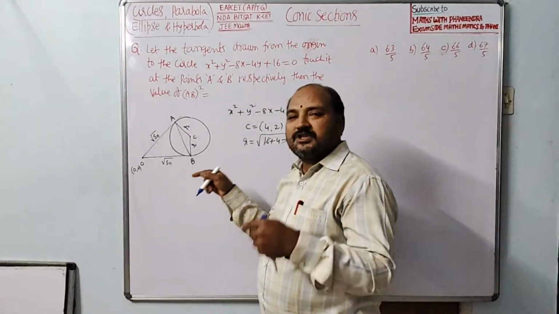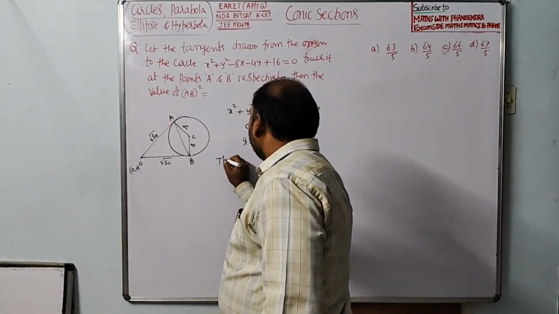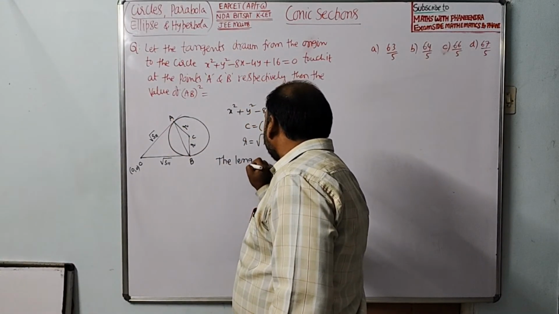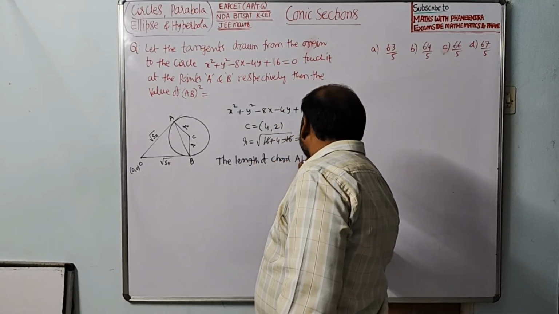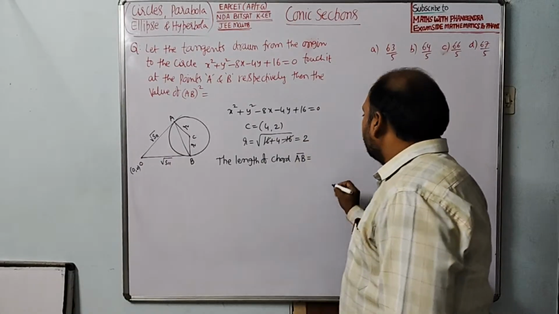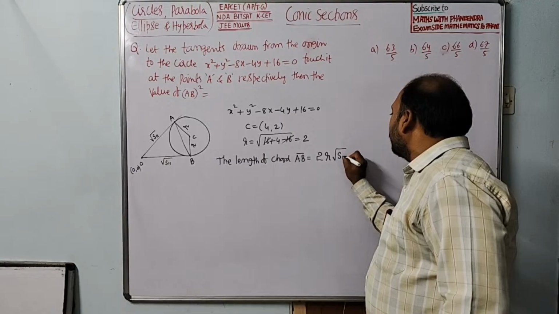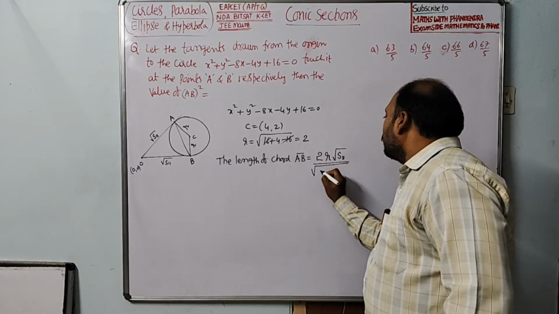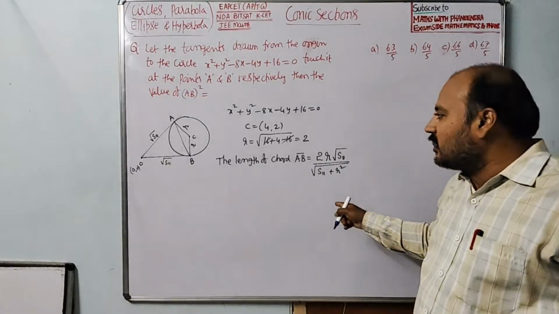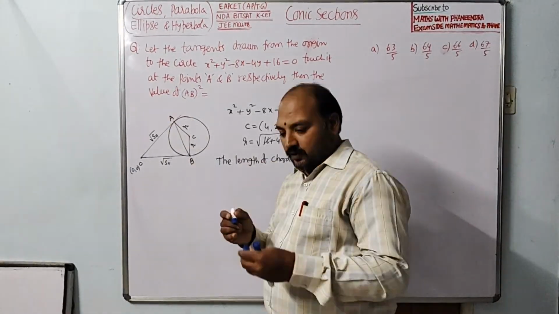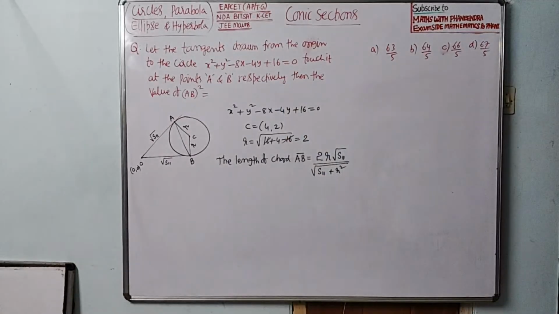Here, we have the shortcut formula to calculate the length of chord. The length of chord AB is equal to 2r into root S11 divided by root of S11 plus r square. This is the shortcut formula to calculate it, dear students. Keep in mind and practice this type of question.